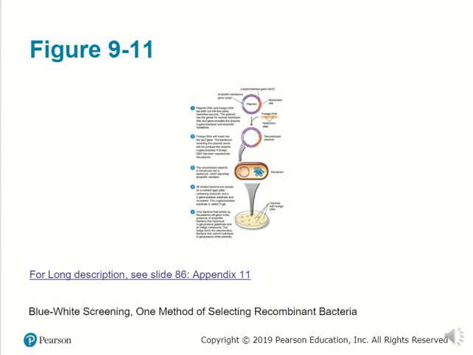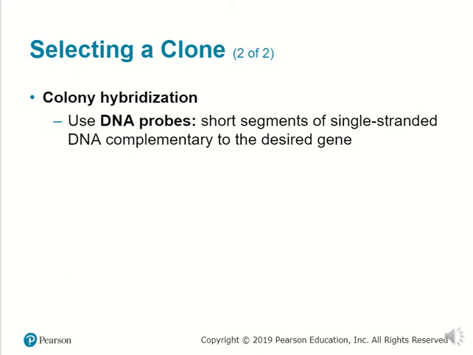Now, colony hybridization uses DNA probes, or short segments of single-stranded DNA that are complementary to the desired gene.